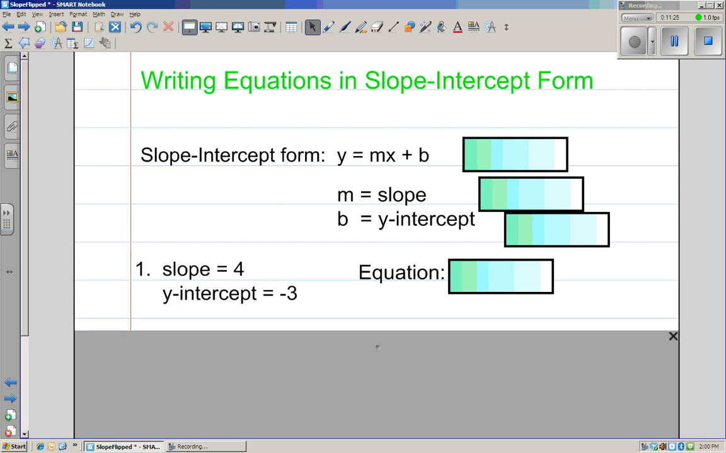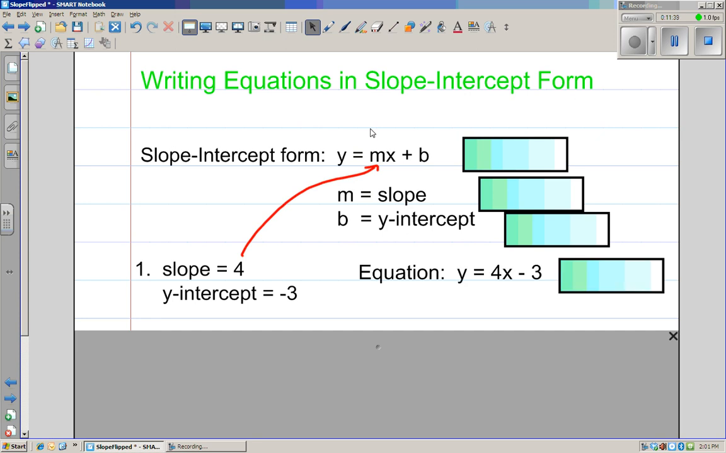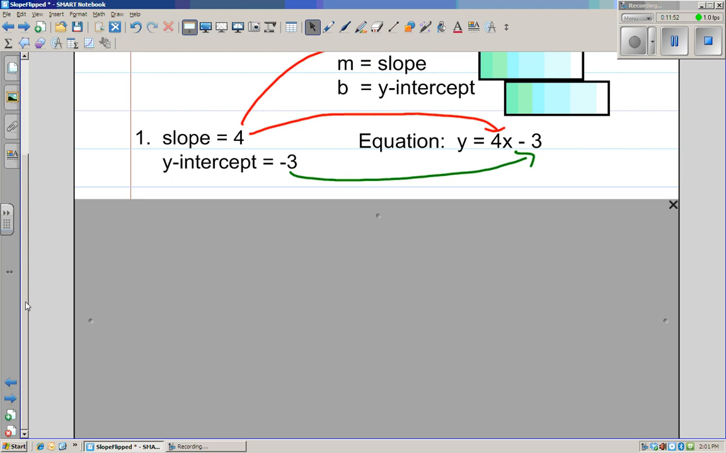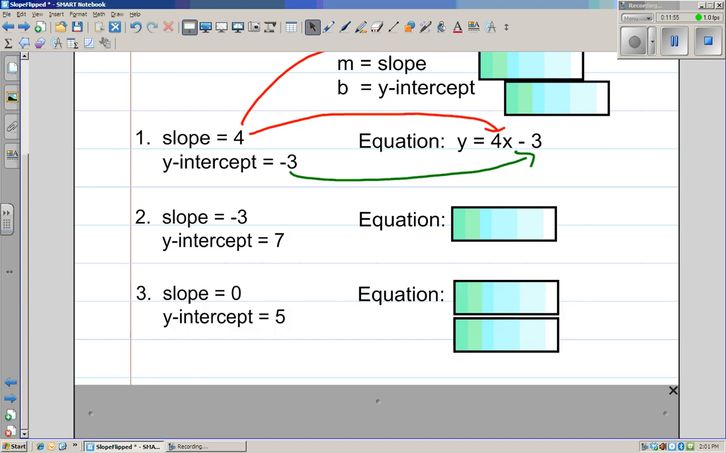This first one I will show you how to do. So again, all my equations start y equals. We take the slope and we put it in for m, and it goes next to x, and then my y-intercept is what remains. So my equation is y equals 4x minus 3. Again, my slope goes next to x, and then plus or minus a number is my y-intercept. I would like for you to pause your recording and please create equations for number 2 and 3.